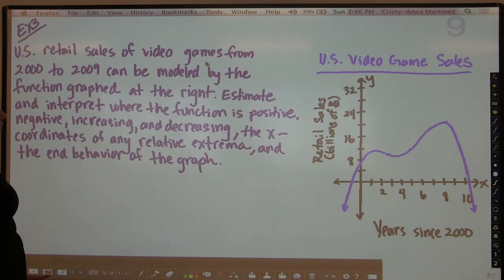So we're going to do that right now with this example. I'm going to help you kind of, we have a graph over here. And it says that this graph is U.S.